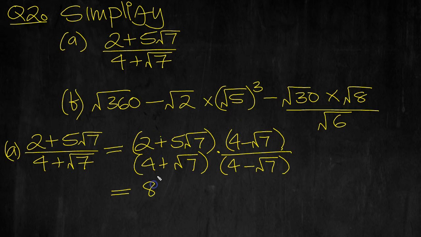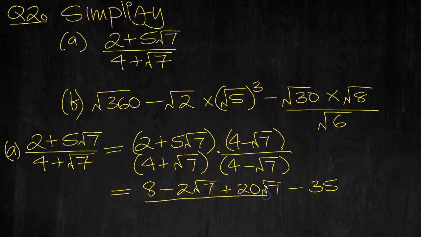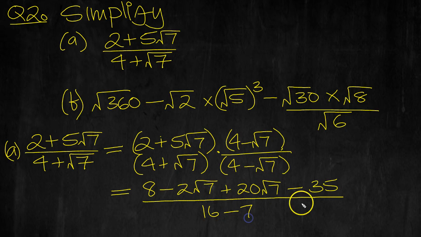2 4s are 8. Minus 2 root 7. Third term, 4 5s are 20, so it's plus 20 root 7. And then the last term, plus times a minus is a minus. 5 root 7 times root 7 is 5 times 7, which is 35. So that's the top then. Let's just divide that by the bottom now then. So here we've got the middle two terms disappear, so it's just the first term, 16. And then plus times minus is a minus. Root 7 times root 7 is 7.